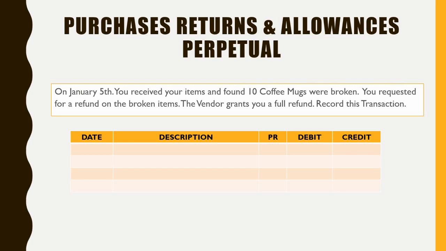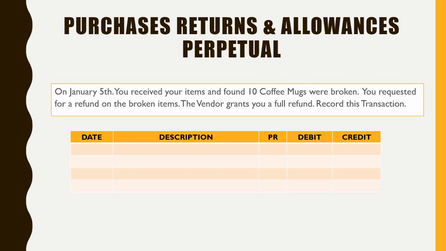Well, what did I originally purchase each coffee mug at? I purchased it at $1.25. So in this case, how do I record that I am doing a full refund? Well, first let's think about it. We purchased it on account, so that means we didn't pay for it, so we're going to get it refunded back to what we owe.